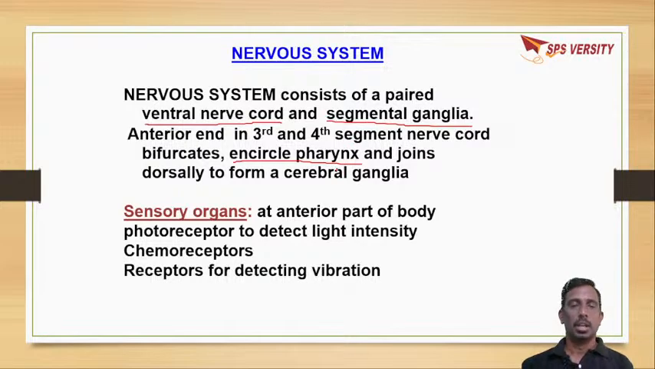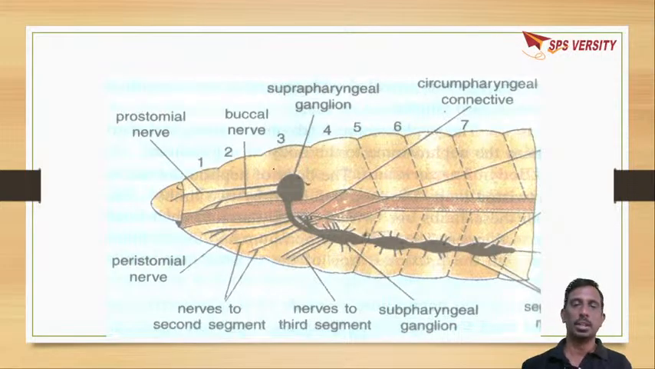And in this nervous system, the sensory organs include, in the anterior part of the body, photoreceptors, light receptors, which will detect light, as well as chemoreceptors, which will detect chemicals, and receptors for detecting vibrations. So you can see this is the suprapharyngeal ganglion. This is the subpharyngeal ganglion. And these are segmental ganglia. So these come under segmental ganglia.